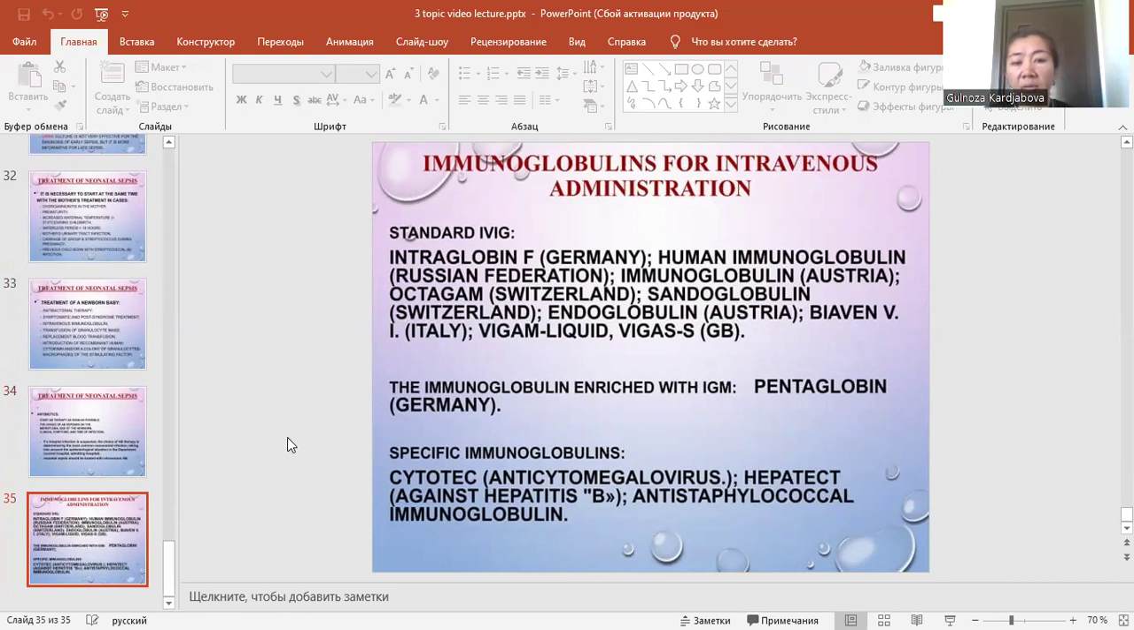Standard intravenous immunoglobulins: intraglobulin, human immunoglobulin, octagam, standard globulins, endoglobulin, and Vigam liquid. The immunoglobulin enriched with pentaglobulin and specific immunoglobulins: hepatect, cytotect, and anti-staphylococcal immunoglobulins. This was all for treatment of septic disease.